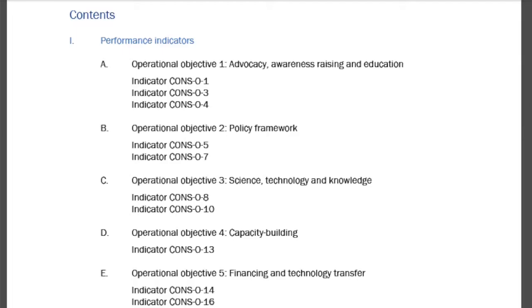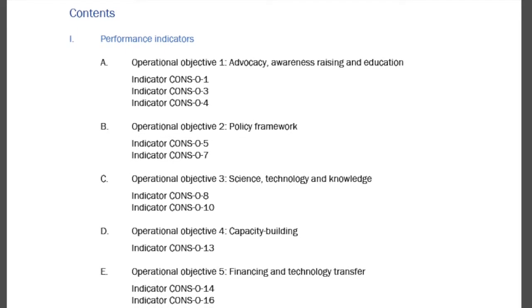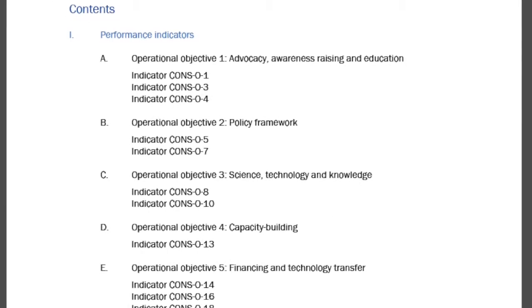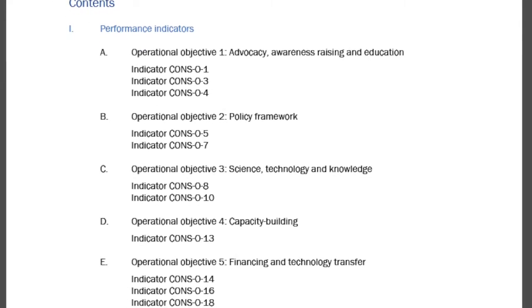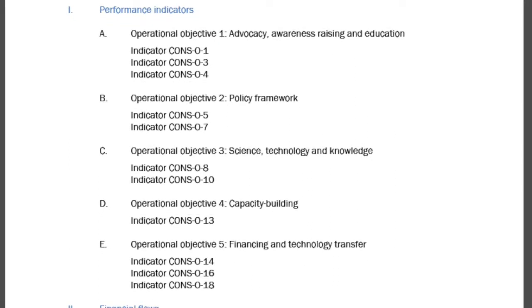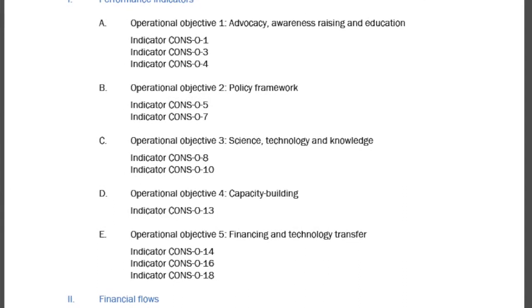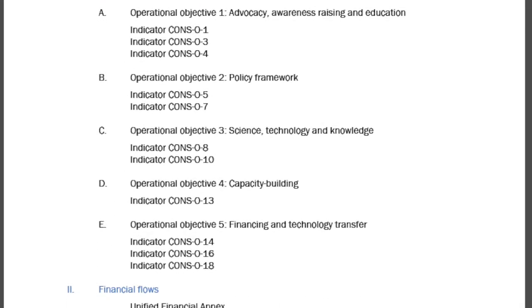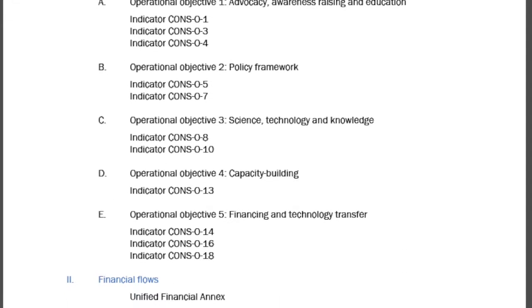If you look at the template, all of the indicators have a basic structure, generally speaking. That basic structure has 4 parts. The first is the performance indicator. This performance indicator, if you look at it carefully, will tell you to what operational objective it relates. In other words, it will tell you whether it's operational objective 1 or 5 or whatever.